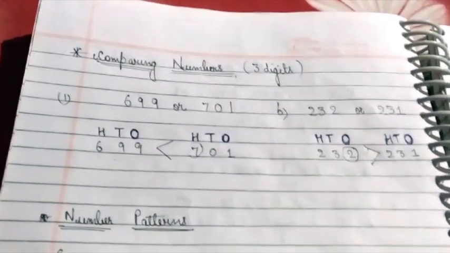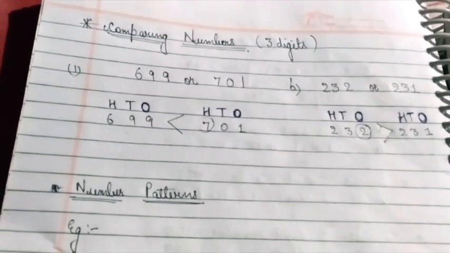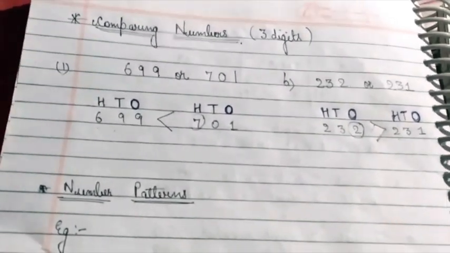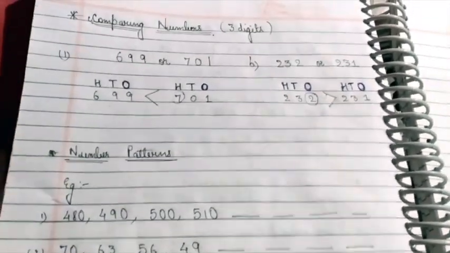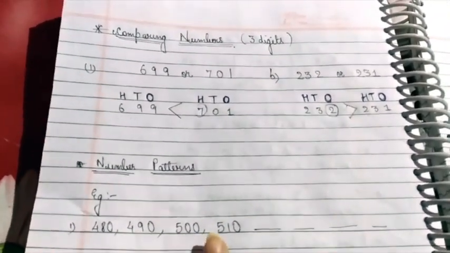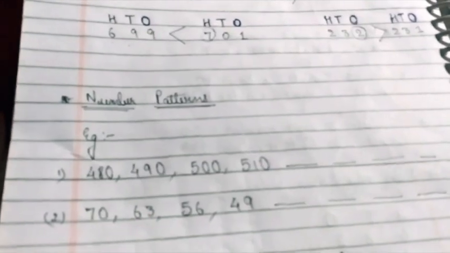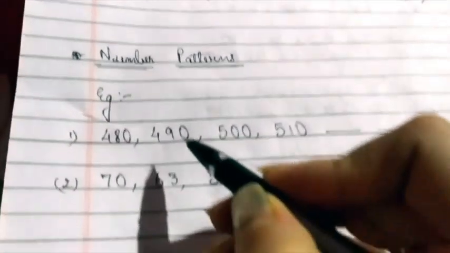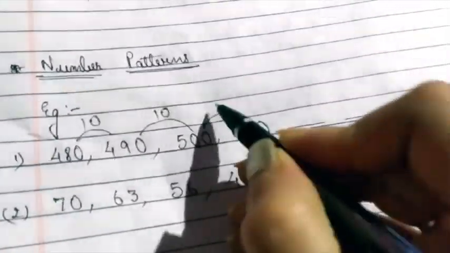So what are patterns? If numbers are arranged by a certain rule or in a particular way, we say they are in a pattern. Let's take an example. The first example is 480, 490, 500, and then 510. We can see that the numbers increase by 10. So the pattern here is 10 more in each number.